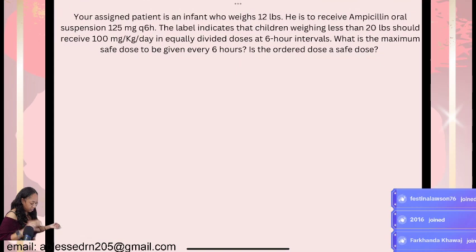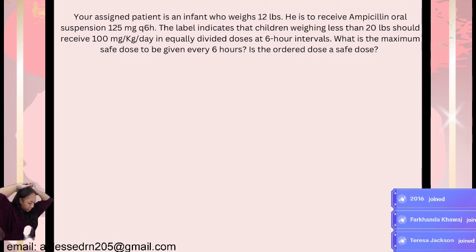Your assigned patient is an infant who weighs 12 pounds. He is to receive ampicillin oral suspension, 125 milligrams every 6 hours. The label indicates that children weighing less than 20 pounds should receive 100 milligrams per kilogram per day in equally divided doses at 6-hour intervals. What is the maximum safe dose to be given every 6 hours? And is the ordered dose safe?